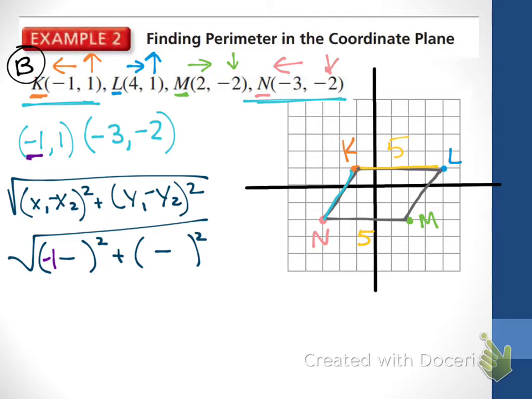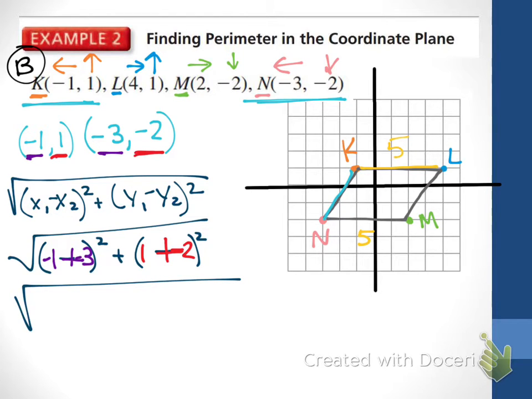My first x is -1, and then my second x is -3. I plug in that -3, there's already a negative in the formula, so I'll make a +3. My first y is 1, my second y is -2. Again, I plug in that -2, there's already a negative, so it makes a positive.